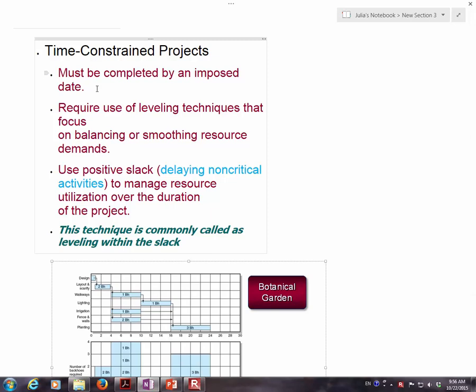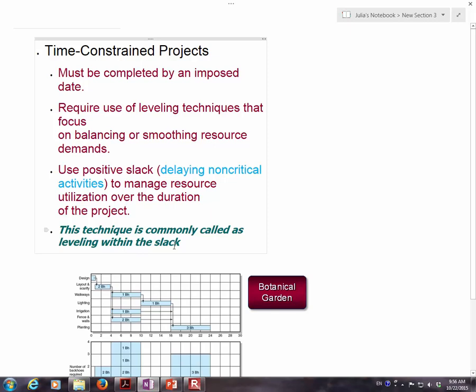Usually time-constrained projects require use of leveling techniques that focus on balancing and smoothing resource demands. So for a time-constrained project, slack is very important. You will use positive slack, which means delaying non-critical activities to manage resource utilization over the duration of the project. And we call this leveling within the slack.